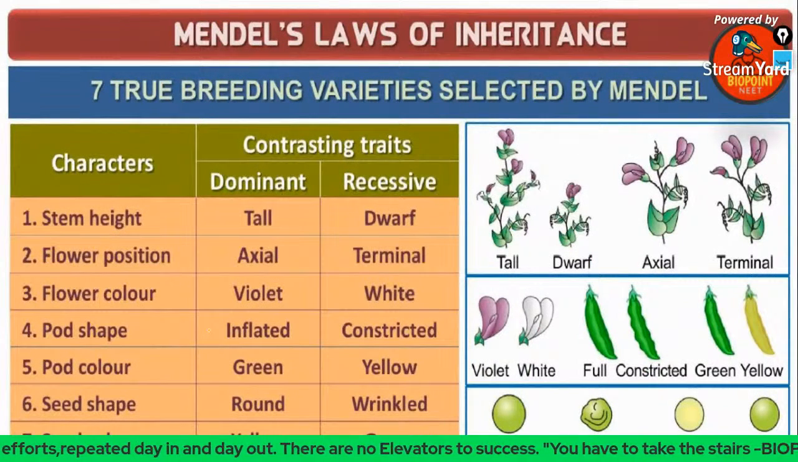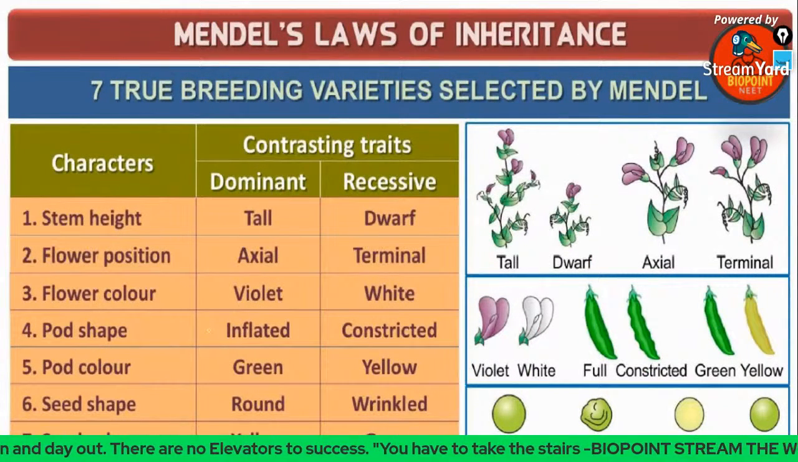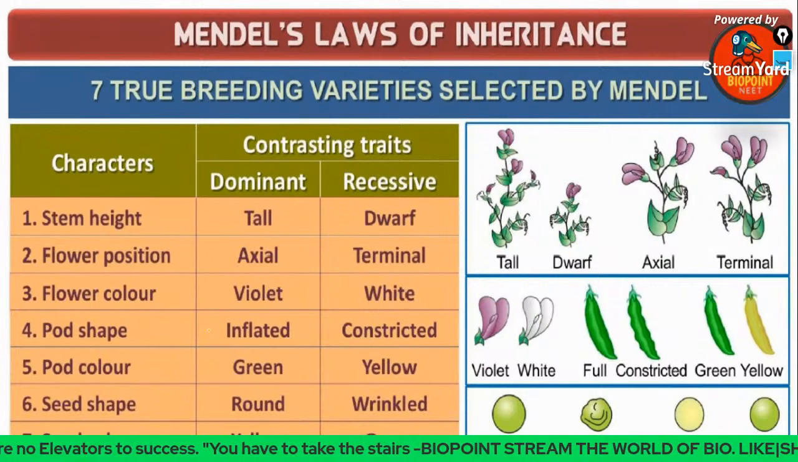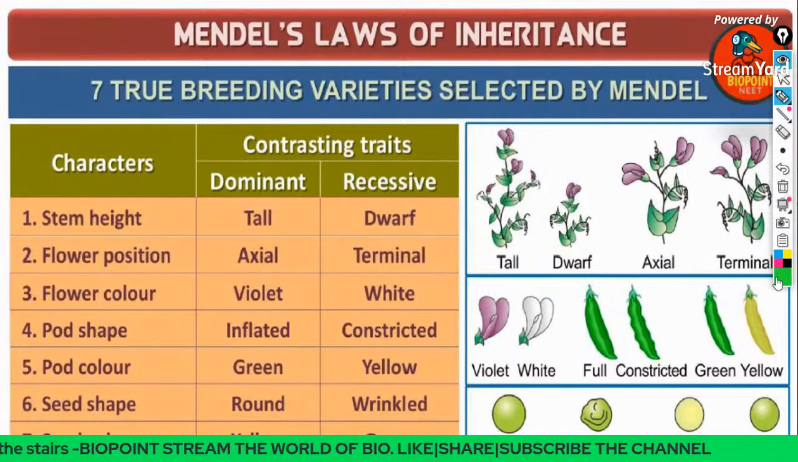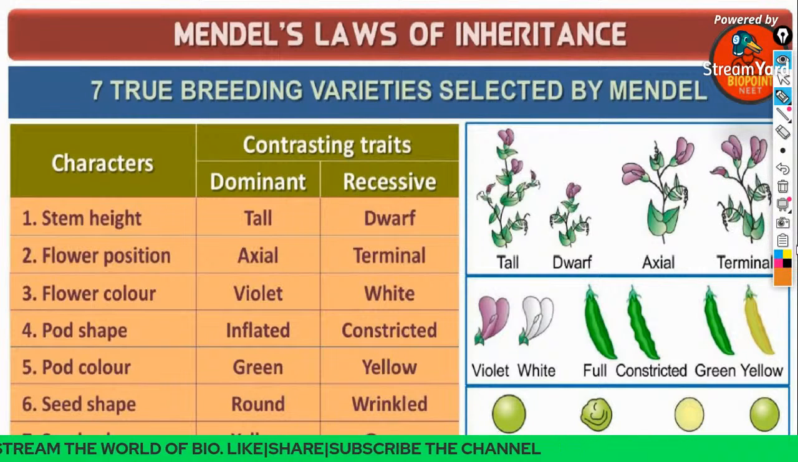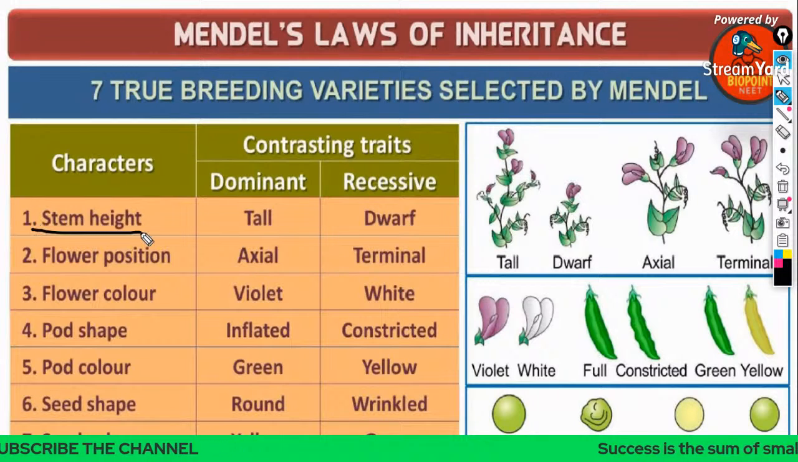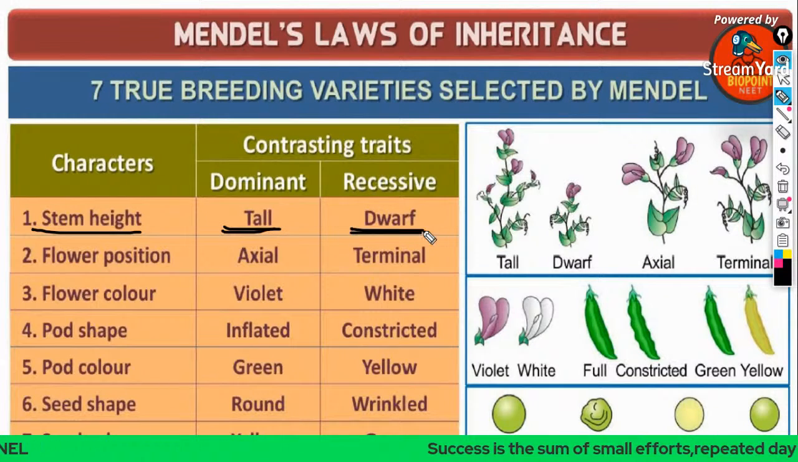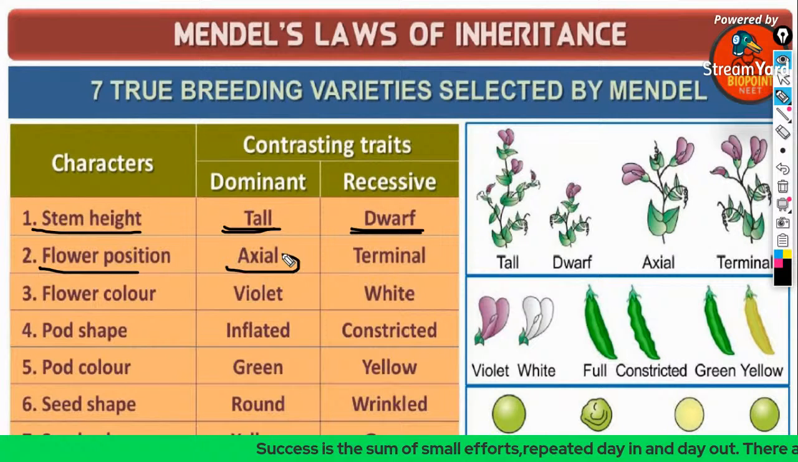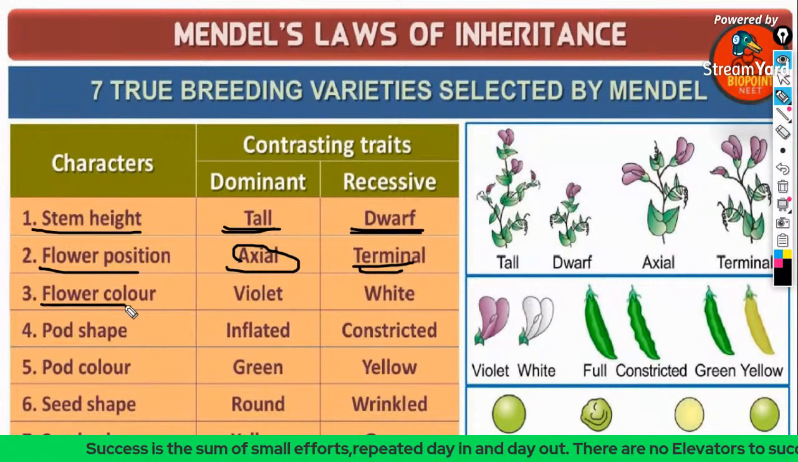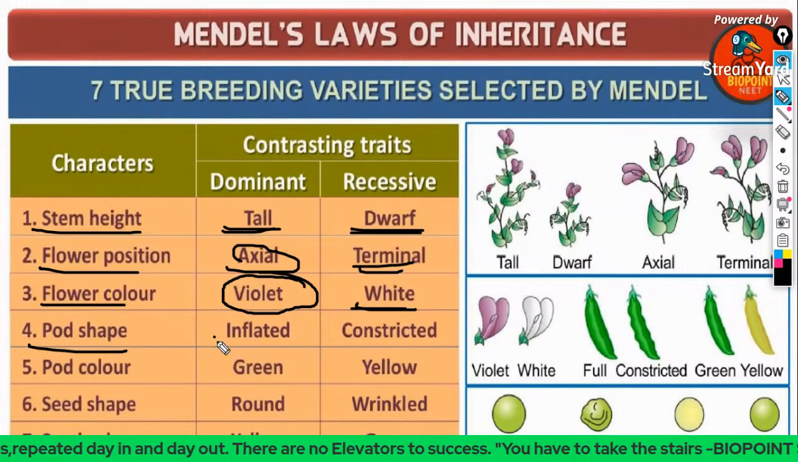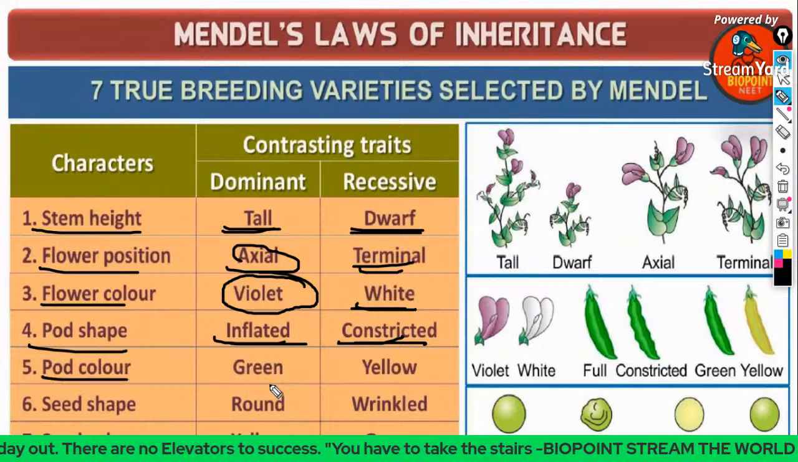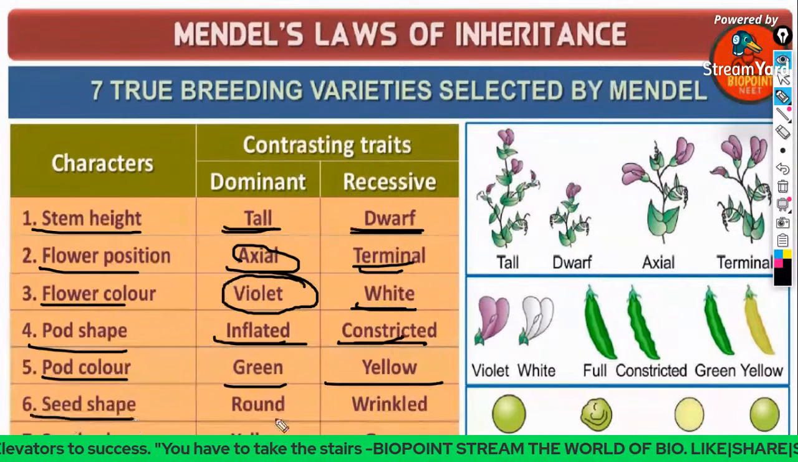This is a table which we have been discussing from the first lecture onwards because it is of so much importance for your exam. That's why I keep telling you to study this again and again. First, stem height: tall is dominant, dwarf is recessive. Flower position: axial dominant, terminal recessive. Flower color: violet is dominant, white is recessive. Pod shape: inflated, constricted. Pod color: green and yellow. Seed shape: round and wrinkled.